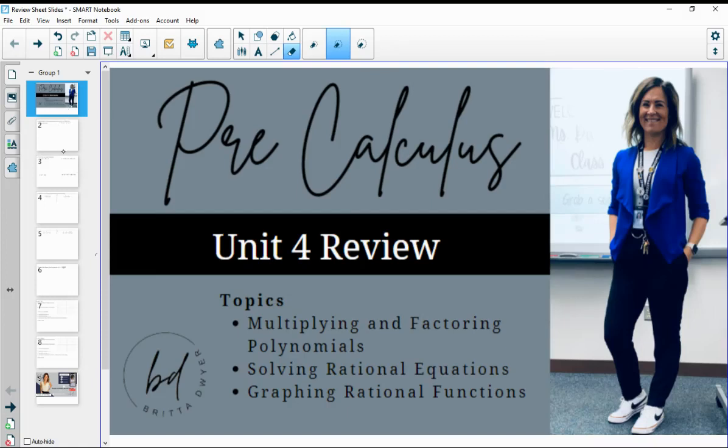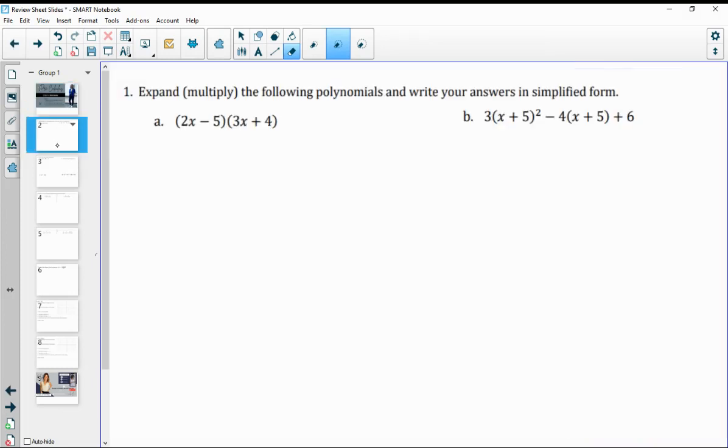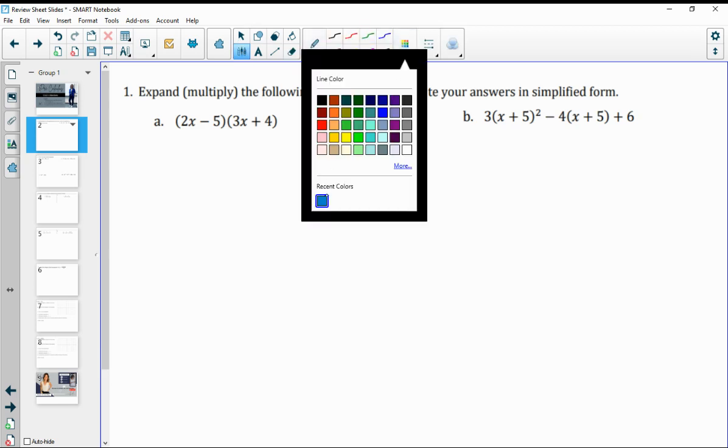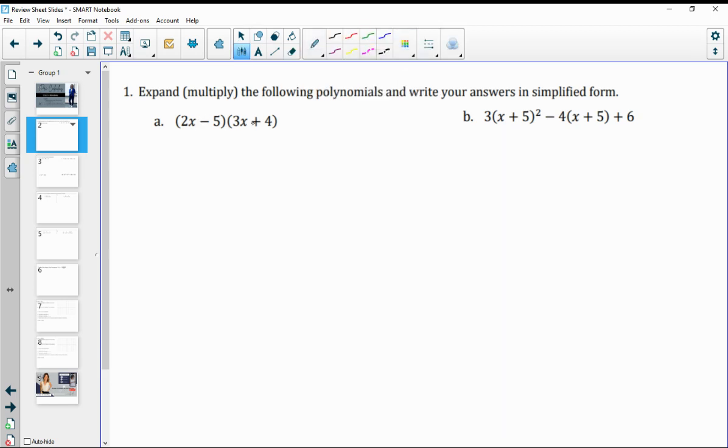In this video, we're going to go over the Unit 4 review for pre-calc. Number 1 asks us to expand these polynomials and write our answers in simplified form. So you can multiply polynomials together using the box or by distributing. So I'm just going to do both for this first one.